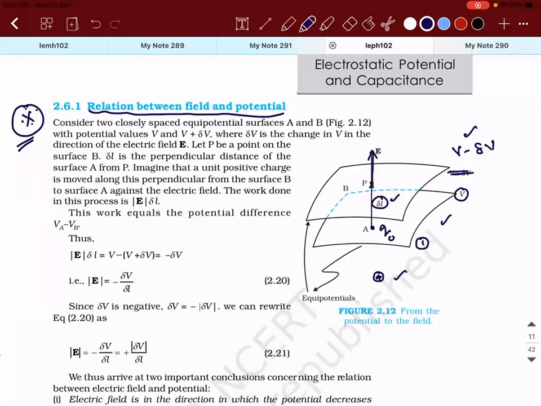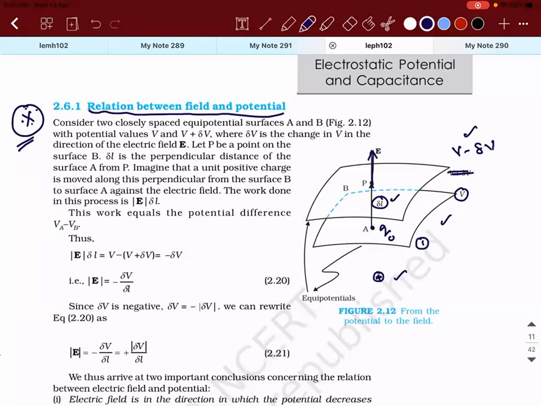I'll give you time to process. Perpendicular to the equipotential surface is parallel to the electric field. Does that make sense? Yes, because what did we say? The electric field is always perpendicular to the equipotential surface, and you are moving the charge along the electric field itself.